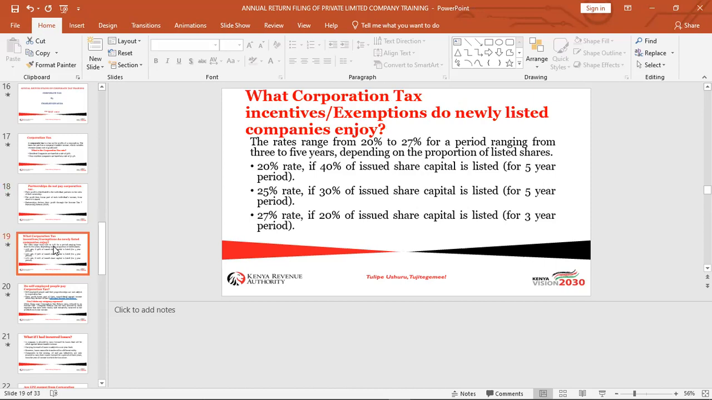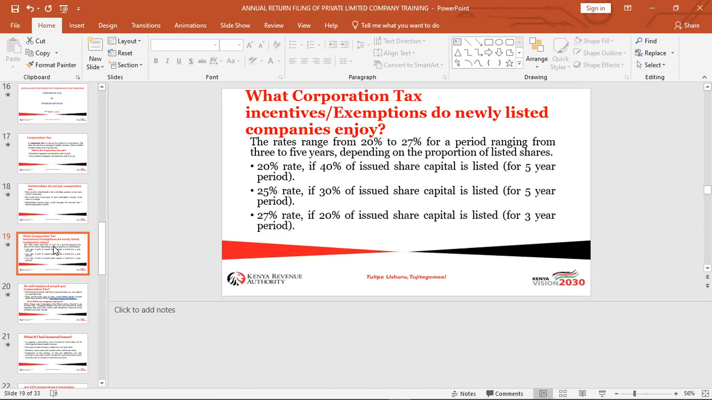Then what corporate tax exemptions do newly listed companies enjoy? The rates range from 20 to 27% for a period ranging from 3 to 5 years, depending on the proportion of listed shares. Then we have the first scenario, a 20% rate if 40% of issued share capital is listed, for a period of 5 years. Then we have a 25% rate if 30% of issued share capital is listed, also for a period of 5 years. We have also a 27% rate if 20% of issued share capital is listed, for 3 years. So these are the exemptions that you enjoy when you form a new company.